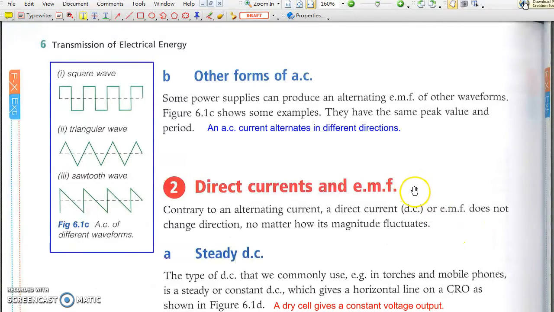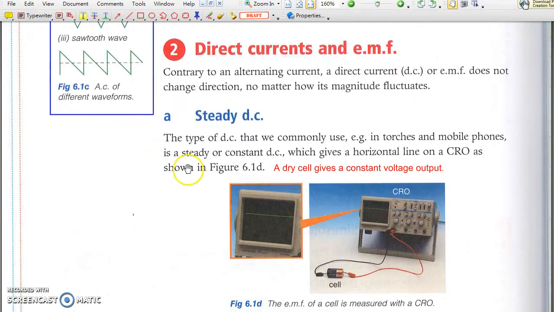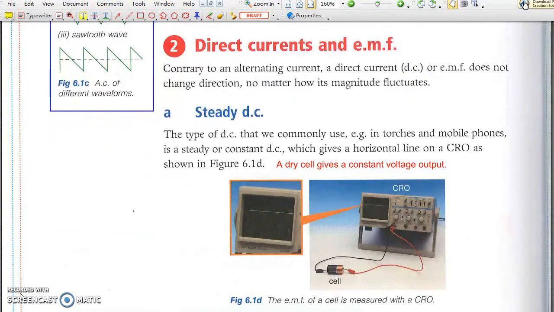2. Direct currents and EMF. DC flows in one direction only. The magnitude of a DC may change, but it never changes in direction. A. Steady DC. A steady DC flows in one direction and it also has a constant voltage. Voltage output from a battery is a steady DC.